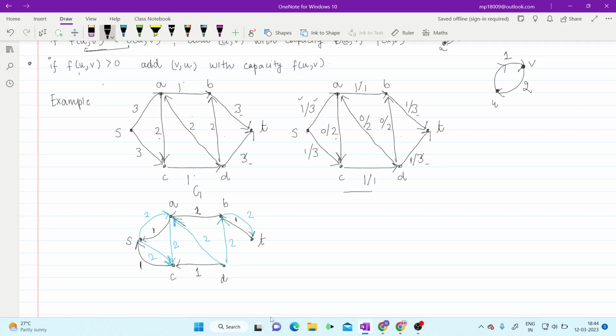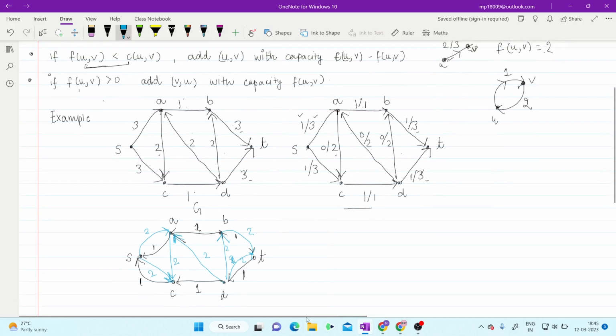Forward edge is 2 and backward edge is 1. Forward edge is 2. Okay, sorry, here black is for the backward edge. Forward edge is 2, this edge is 1, backward edge is 1, and this is 2. So now we have done it for all the edges.